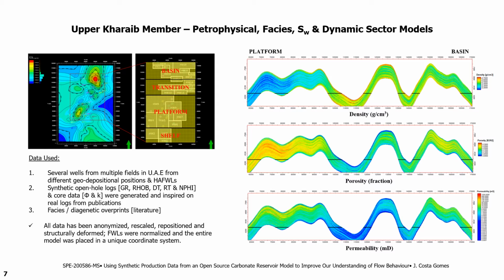To do this, several wells from multiple fields in UAE from different geodepositional positions and height above free waters were used. Basically, we synthesized open hole logs that try to mimic realistic reservoir characteristics that we find in literature and in gray sheets, and core data as well. So everything had to be inspired by real logs and publications, and the facies and diagenetic overprints as well from literature.